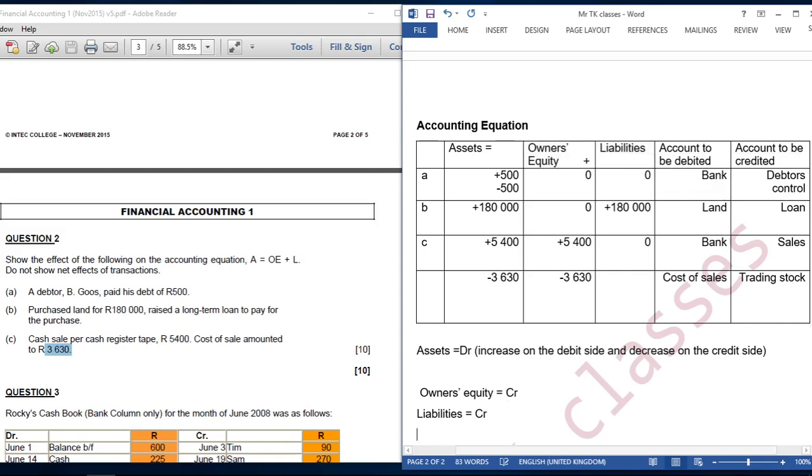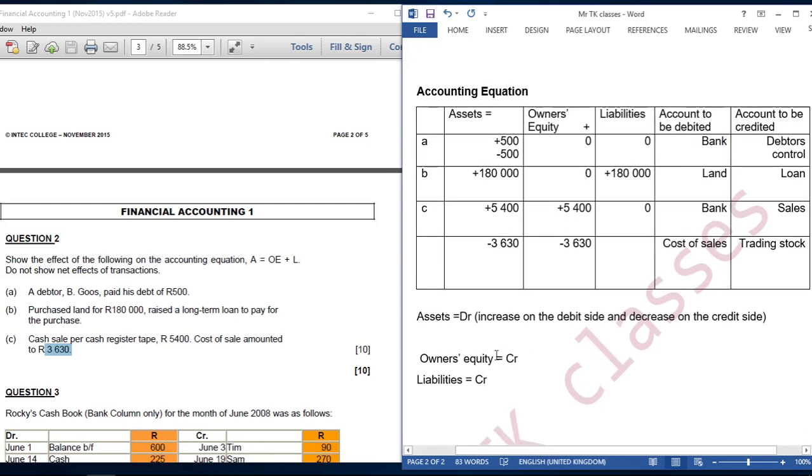The following now emanate from this. Income: since we said income increases owner's equity, it has to be the same as owner's equity. Since we said expenses decrease owner's equity, they have to be the opposite. So we have these, which are debit, and the other ones are credit.